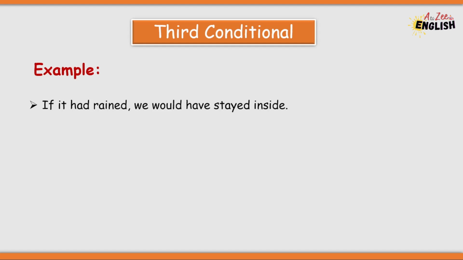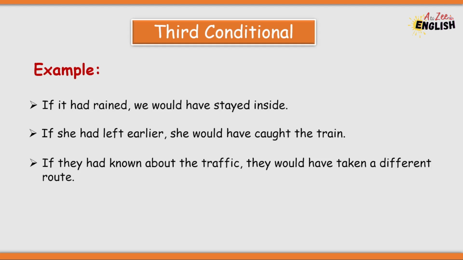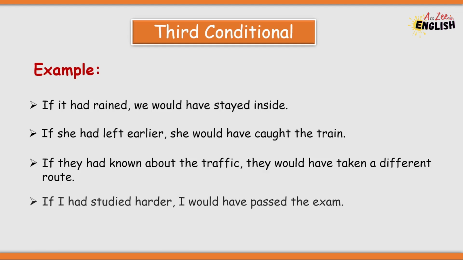So, it is useful for reflecting on missed opportunities or imagining different outcomes based on past events. If she had left earlier, she would have caught the train. This sentence imagines a different past outcome, catching the train, based on an unreal past action, leaving early. If they had known about the traffic, they would have taken a different route. This sentence also discusses an unreal past condition, knowing about the traffic, and its hypothetical result, taking a different route. If I had studied harder, I would have passed the exam. This sentence reflects on a missed opportunity, studying harder, and its imagined result, passing the exam.